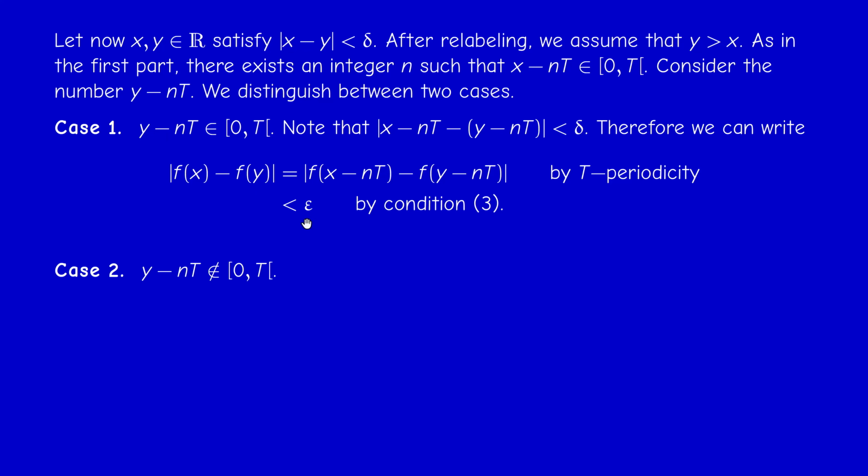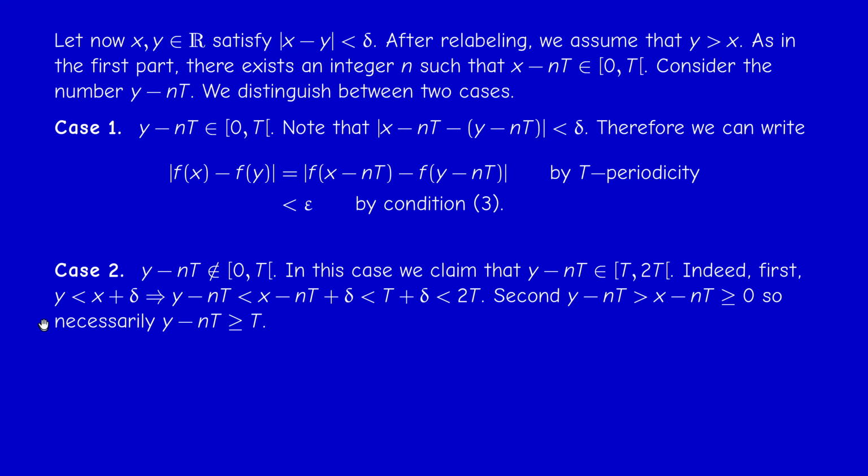Now, the second case: y minus nt is not in the interval 0t. So what does this mean? It means that either y minus nt is negative or bigger than t. Now, it cannot be negative. Why? We claim that actually y minus nt is necessarily in the interval t to 2t. So we have to rule out the possibility of y minus nt being negative.